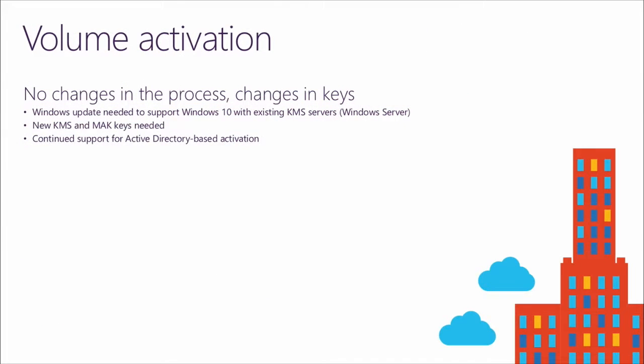The volume activation, there's no change on that. There's no change in the process. There's changes in the keys though. So Windows Update will be needed to support Windows 10 with existing KMS. So you'll need to do an update on that. New KMS and MAK keys will be needed. So if you've got volume license keys on your KMS, you'll have to look into that. But you also have continued support for Active Directory-based activation. So none of that changes. You just need to update the key itself. Yep. So the process, the tools, everything that's built around that stays the same. You just need to update the keys.